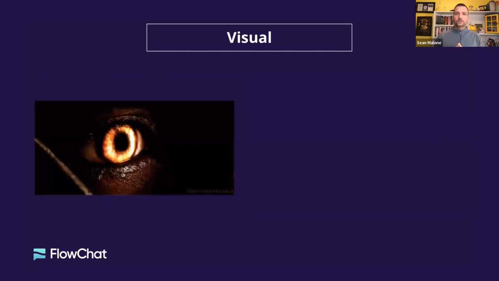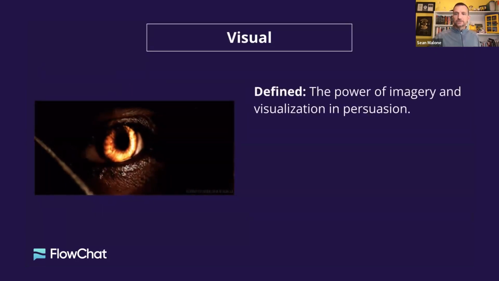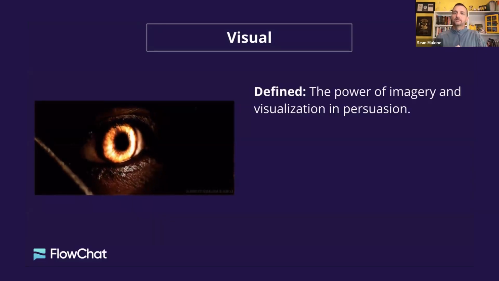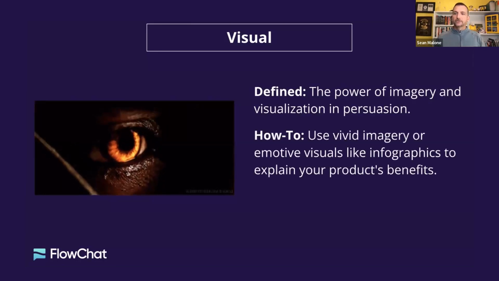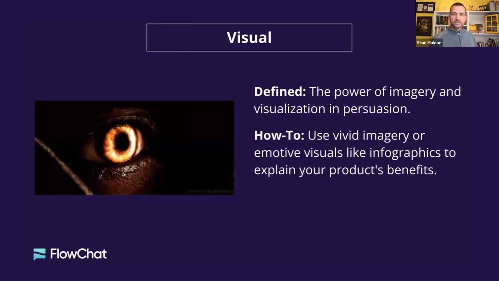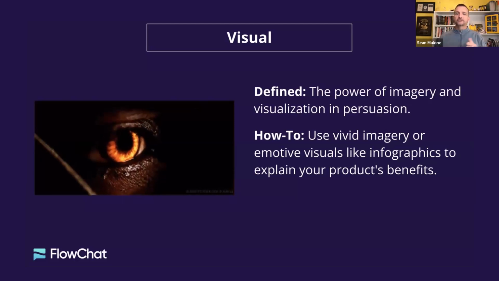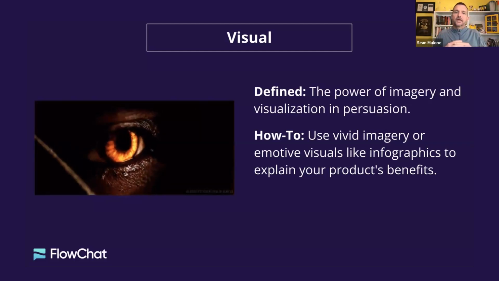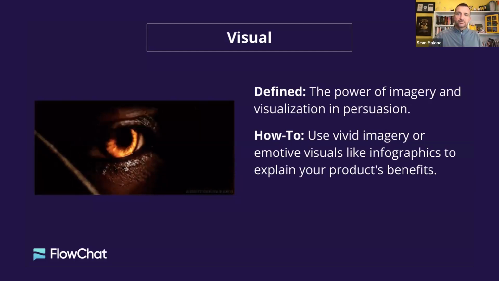First, visual bias. What is the visual bias? Quickly defined, it is the power of imagery and visualization in persuasion through your words, right? The how-to. What we want to do when we're writing DMs is we want to use vivid imagery or emotive visuals like infographics to explain your products, benefits, words that create visual pictures in people's minds, and so on and so forth. An example in the chat.